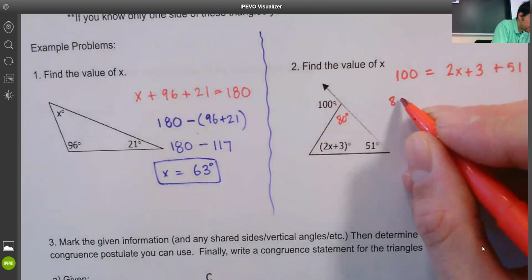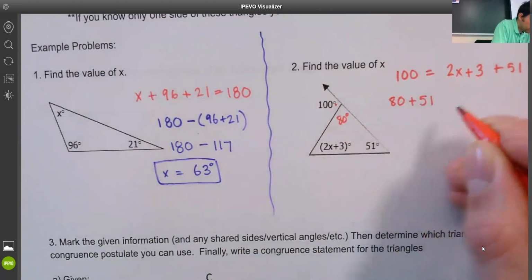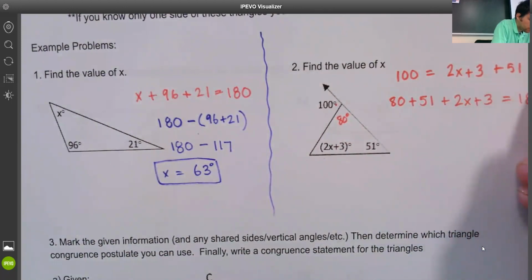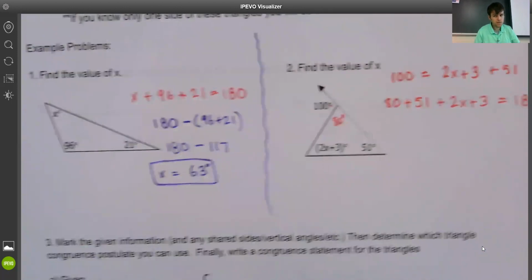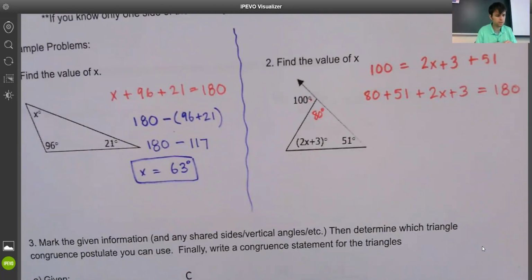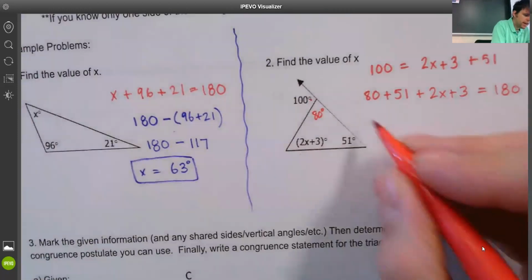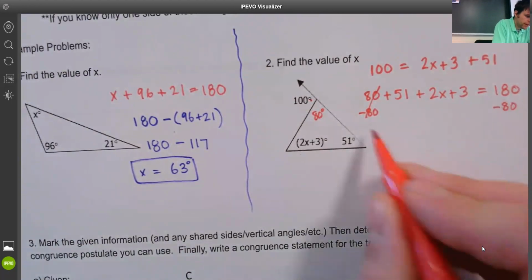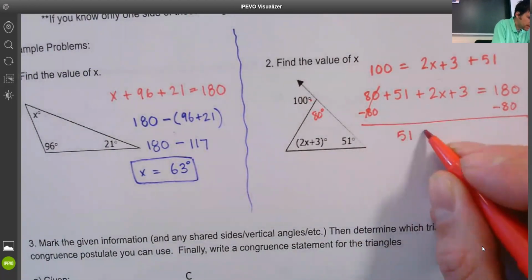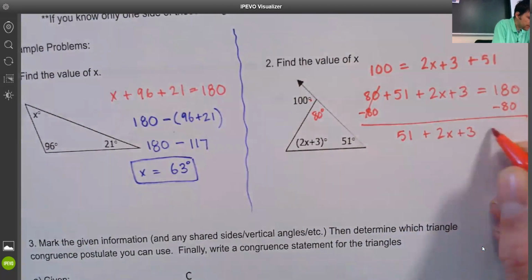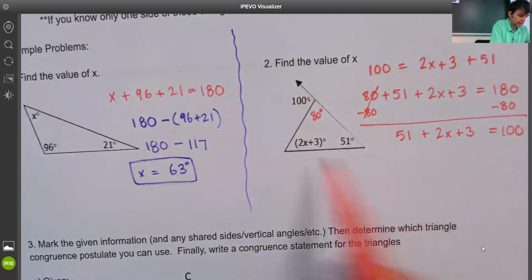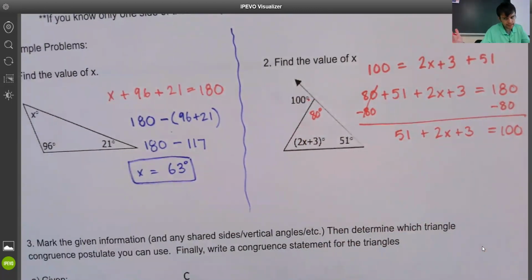So we'll add these angles together, 80 plus 51 plus 2x plus 3, and all together those need to equal 180. Turns out these equations are actually pretty much identical, because if I take away this 80 from both sides, what do I end up with? I end up with basically the equation that we just wrote down using the exterior angle theorem, right? 100, the exterior angle, equals these two angles added together. So they're basically the same equation, but you can go about it however you'd like.